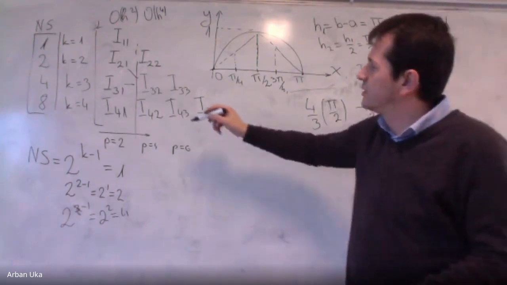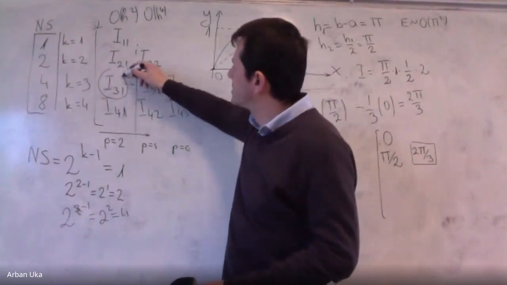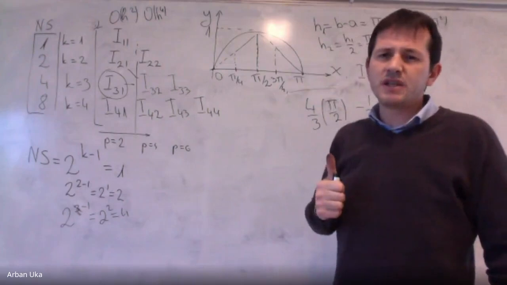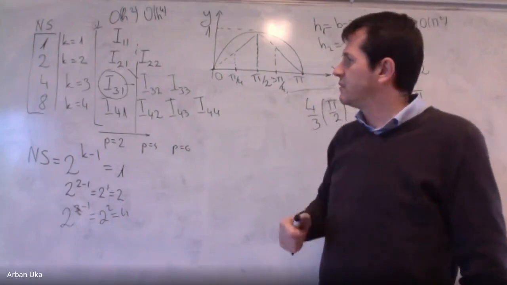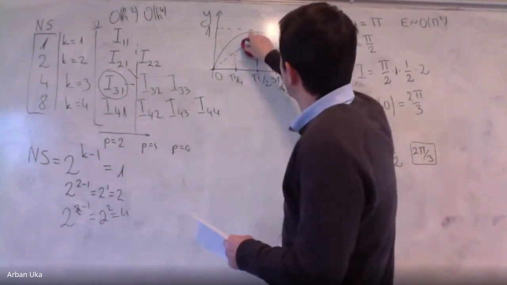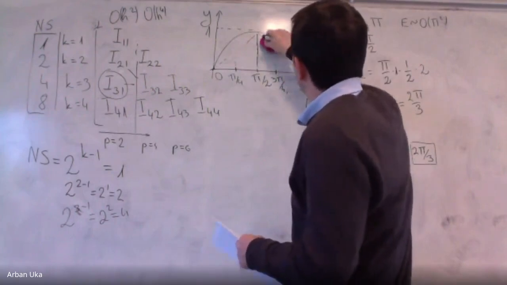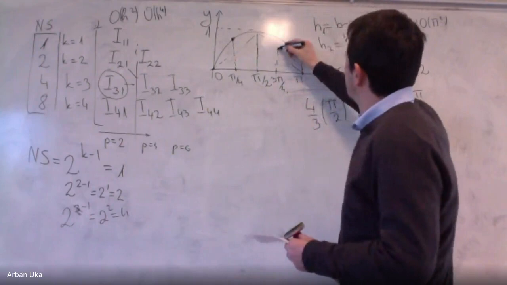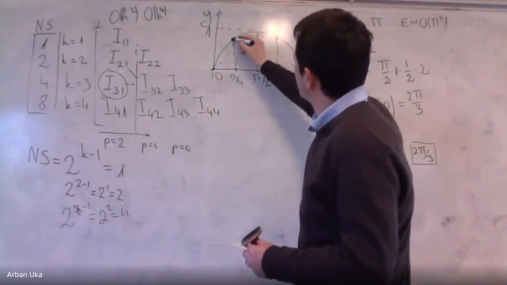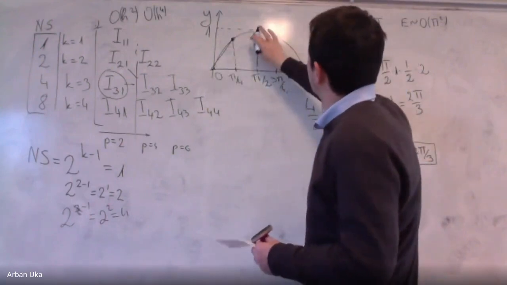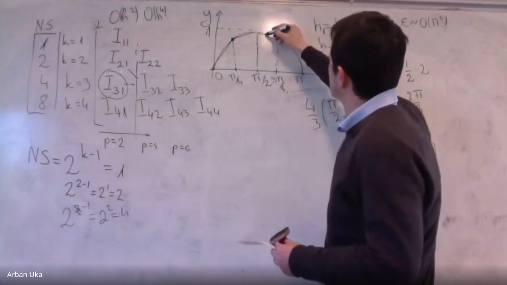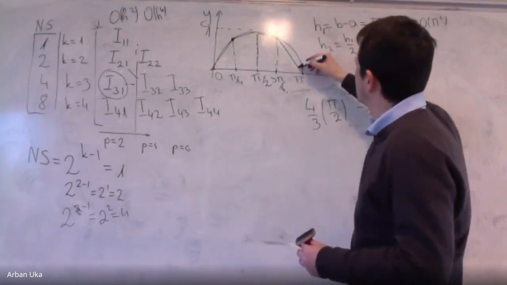So let's try to generate this I31. What is I31? I31 uses the simplest integration technique, the trapezoidal technique, but using 4 segments. Let's see what we get. So we watch here, and pi over 4 is this value. So we're going to get the integral, which is going to look like this. This is a straight line here, this is a straight line here, and a straight line here.